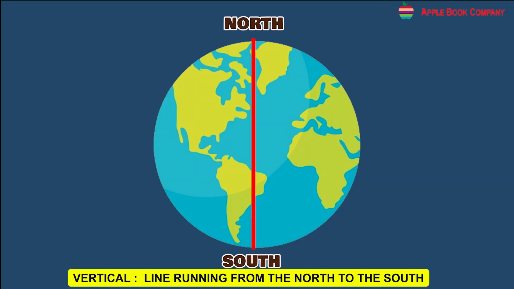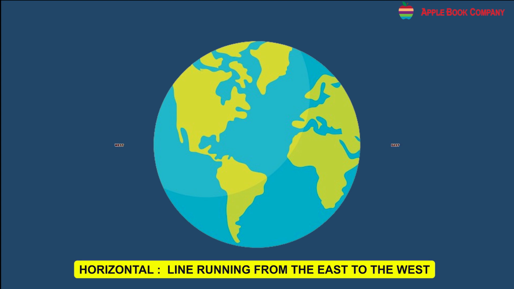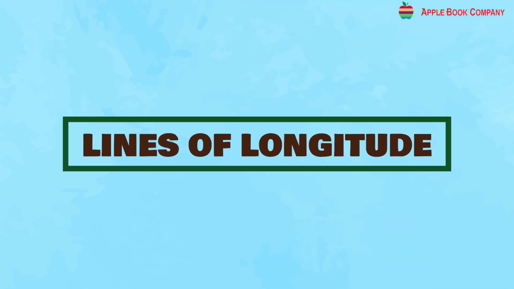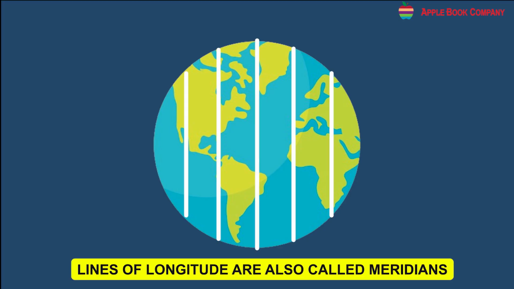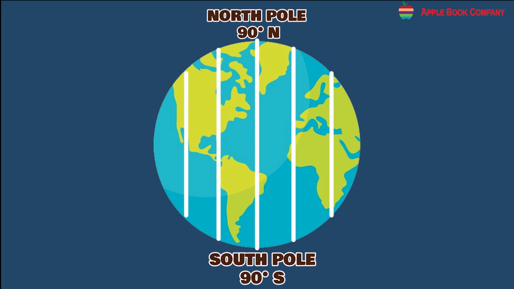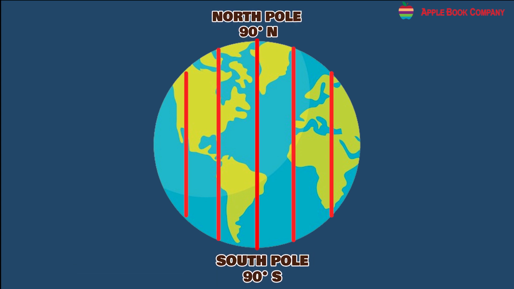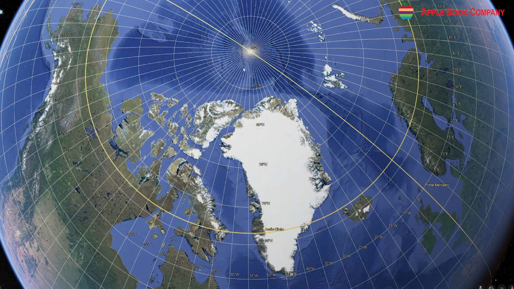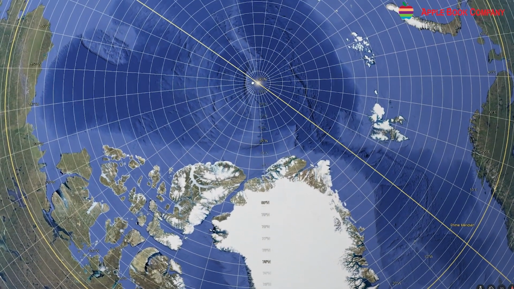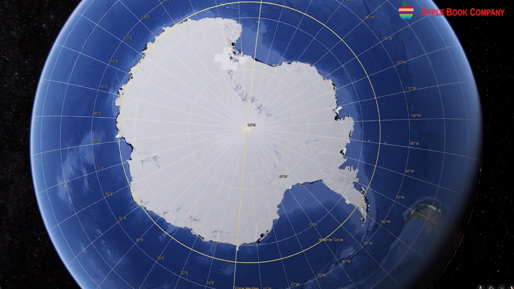Vertical, line running from north to south. Horizontal, line running from east to west. Lines of longitude. Lines of longitude are also called meridians, which extend from the North Pole to the South Pole. They divide the Earth into segments. These lines intersect at the North Pole and the South Pole.